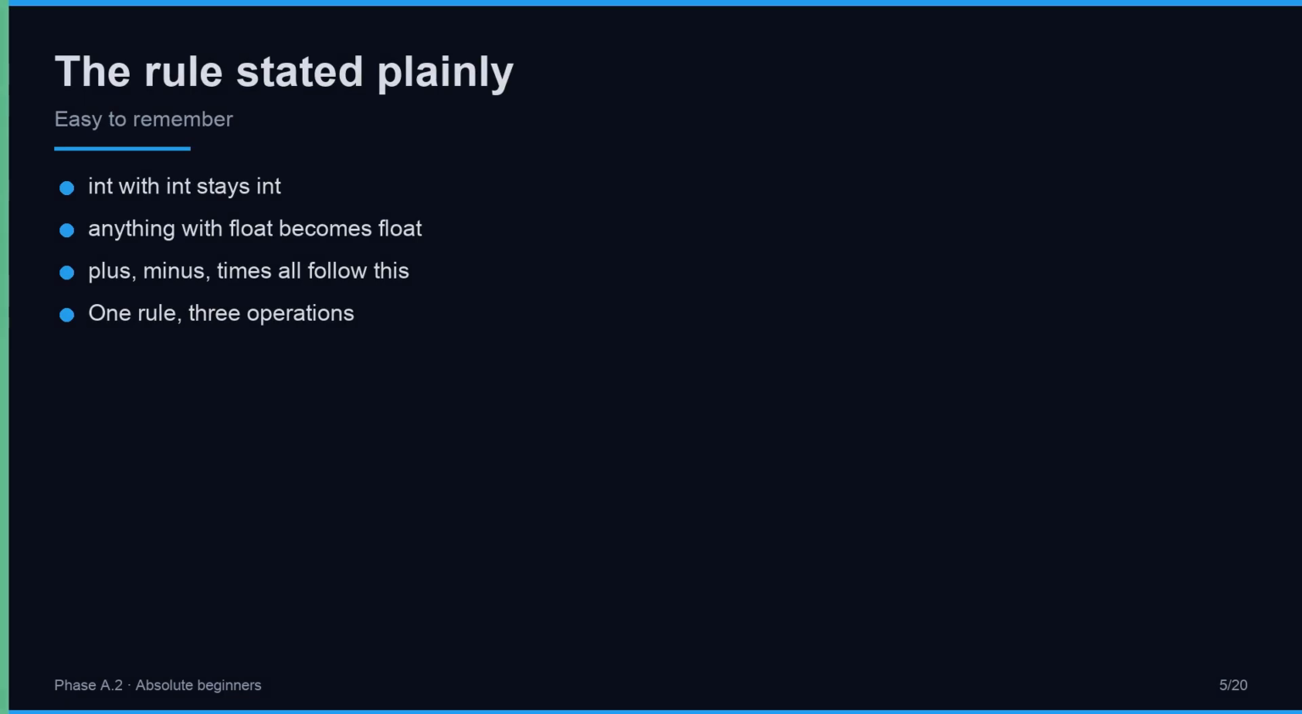Let us state the rule plainly. For addition, subtraction, and multiplication, int combined with int stays int. But the moment a float is involved on either side, the result becomes float. That is it. One simple rule covering 3 operations. You do not need to memorize a table. Just glance at the values, is there a dot anywhere, and you can predict the type of the answer. Division, though, has its own rule, which we look at next.